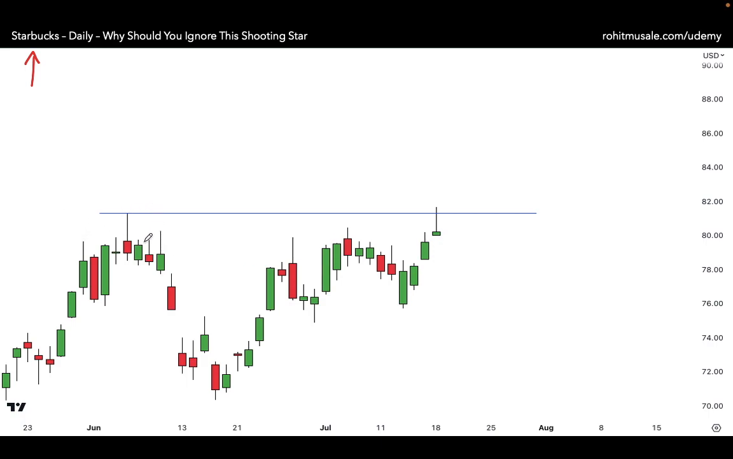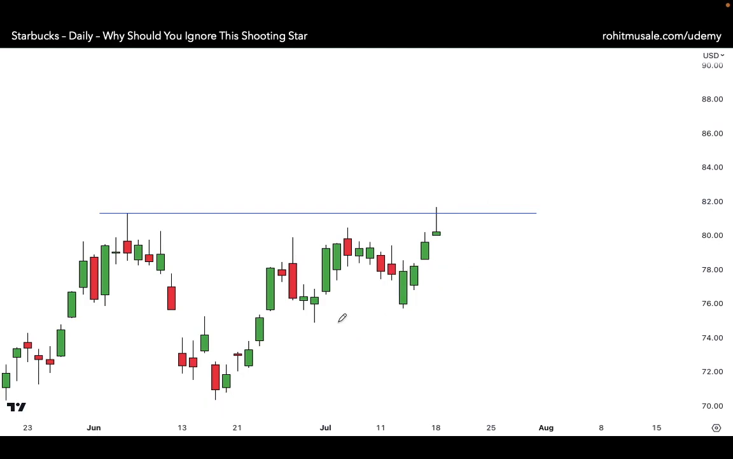So I have drawn this blue line here. This is the clear resistance line, and here what you have is a shooting star. As you can see, the market is going up from here, and you have this candle pattern which is called a shooting star. So what is the criteria to identify a shooting star? If you are new to candlesticks, let me quickly help you understand how to identify a shooting star.